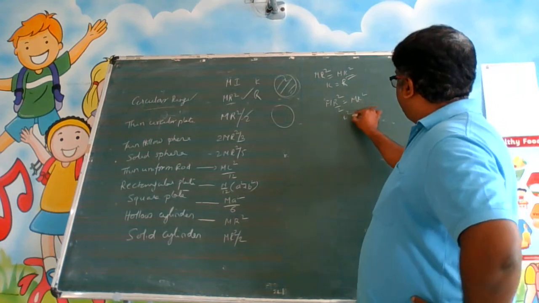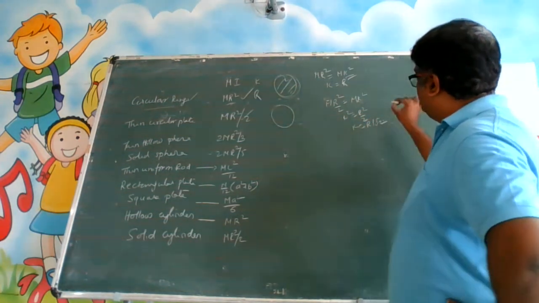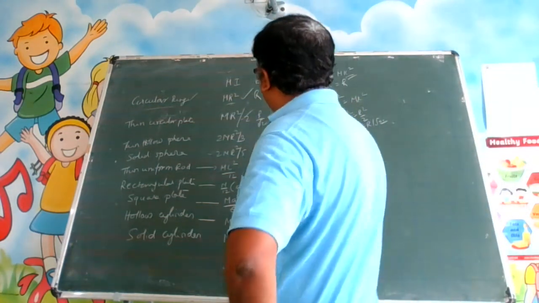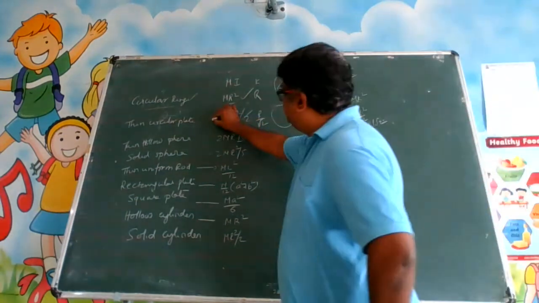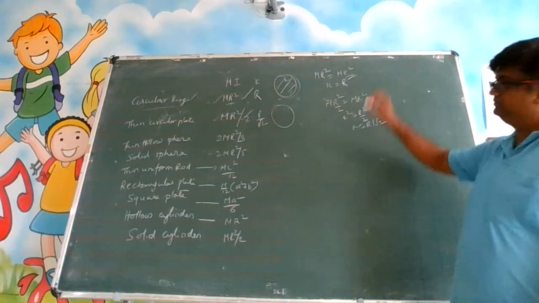So k square is equal to r square by 2, or k is equal to r divided by root 2. So here the k value will be equal to r divided by root 2. You can remember these expressions, that is enough. No need to remember the k values. It can always be derived.